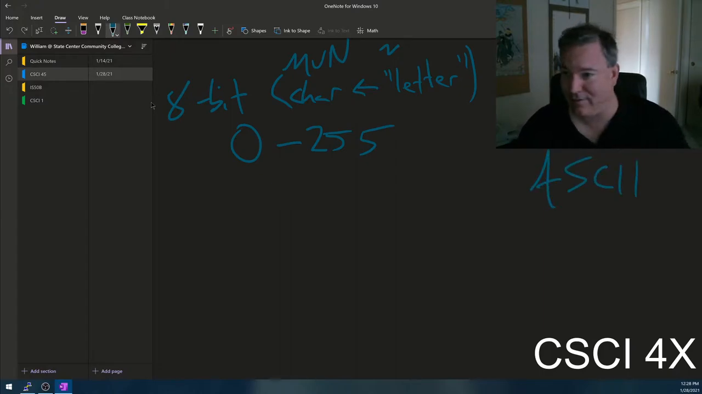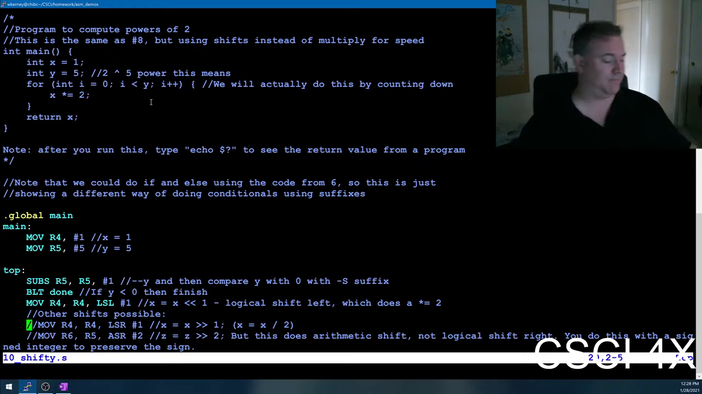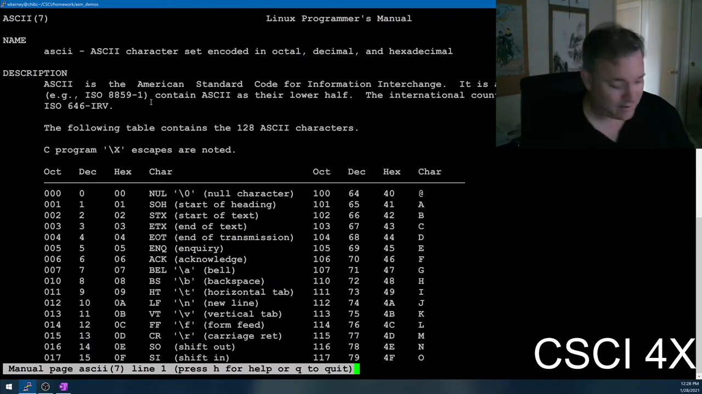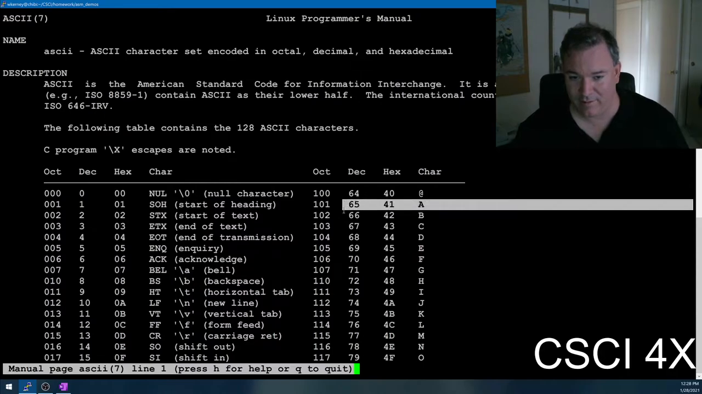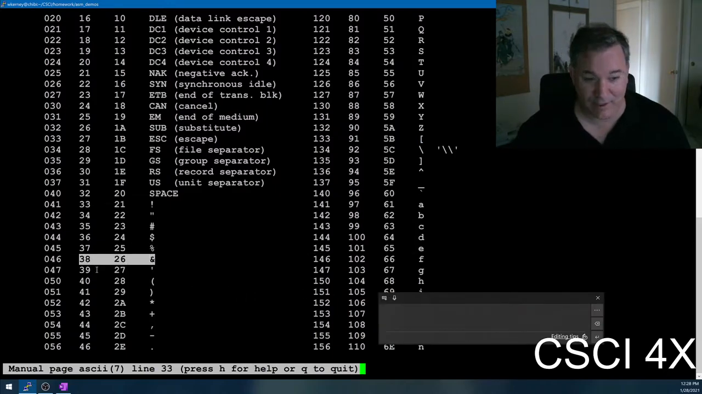That's capitalized, so I'll leave it. The American Standard Code for Information Interchange, whatever. It has a certain coding scheme that says what each character is. If you type man ASCII, you can look at the ASCII table. A, for example, is 65. The at character is 38.